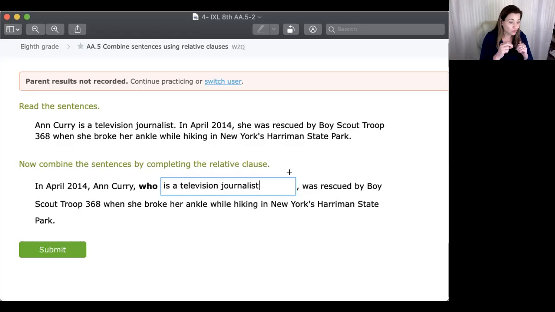Begin it with one of these words, the word who, which is a relative pronoun. We're referencing Ann Curry. So that's why this works, but also notice that's why we have to have it set off with commas. A comma after Ann Curry, and then a comma after journalist. And when we read it, we kind of shift our voice a little bit. So in April 2014, Ann Curry, who is a television journalist, was rescued by Boy Scout Troop 368. You see how we kind of shift it when we read it out loud. We just naturally do it. All right.